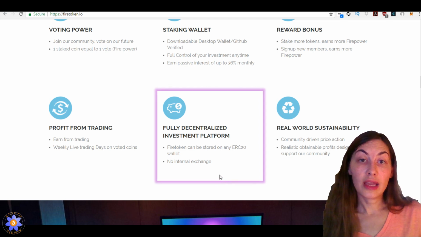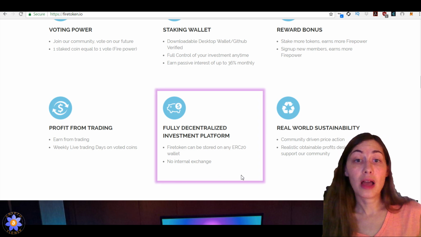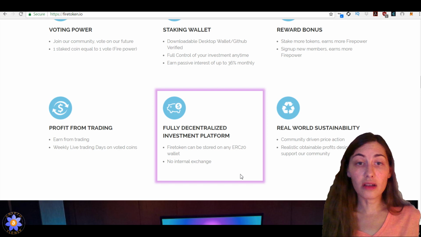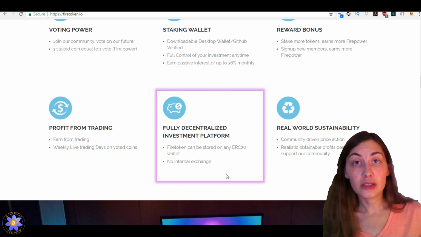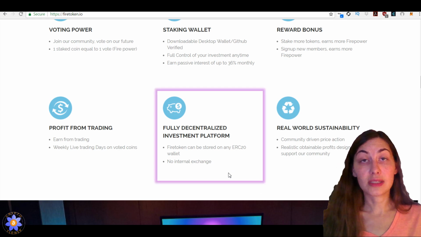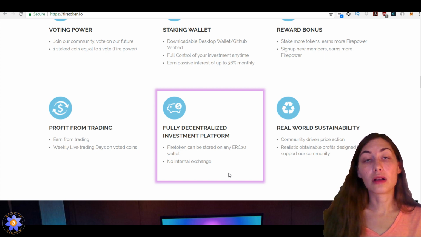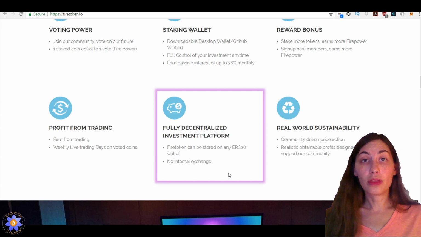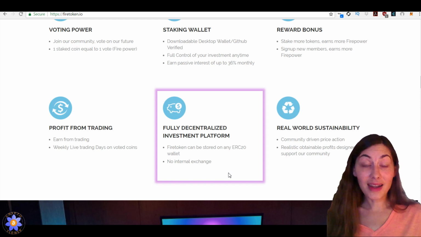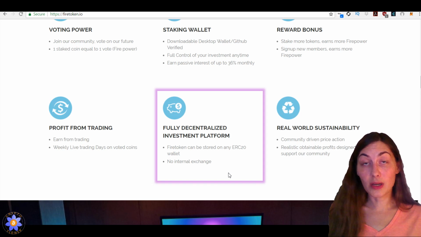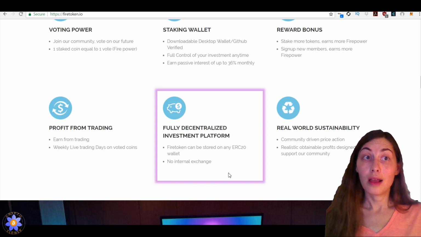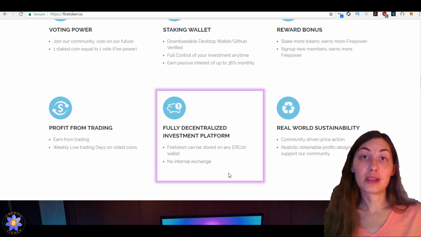So it is a fully decentralized investment platform. Firetoken can be stored on any ERC20 wallet, and there is no internal exchange. So this is going to be listed. It looks like, according to the roadmap, they're going to be on Coin Exchange first, with Nova Exchange coming soon thereafter, as well as listing on EtherDelta and IDEX, because again, this is an ERC20 token, so it's available to be added basically to any decentralized Ethereum exchange.